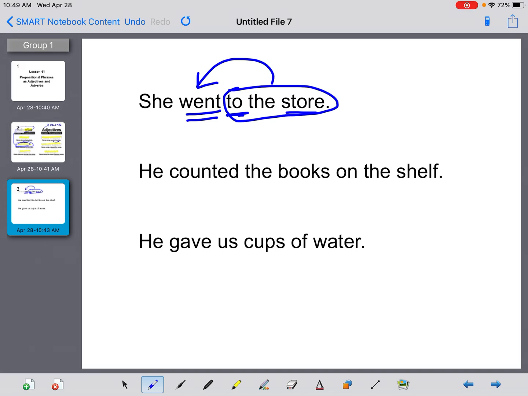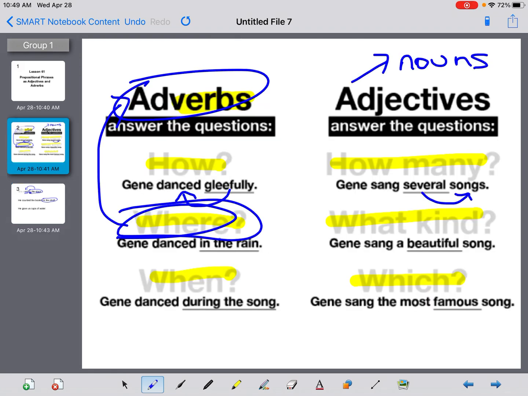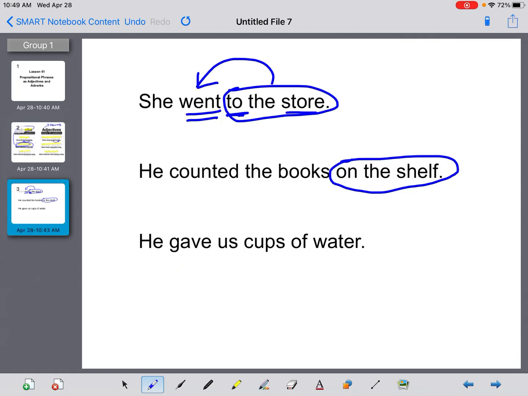Let's do another example. He counted the books on the shelf. First, we find our prepositional phrase on the shelf, because on is a preposition. Now, on the shelf, we have to figure out what is on the shelf describing or giving more information about. And the questions on the previous slide will be very, very useful for that. Is on the shelf telling how, where, when? Or is it telling maybe how many, or what kind, or which? Okay, so you can ask yourself these questions in your head. It's very, very useful for figuring out which one is which.